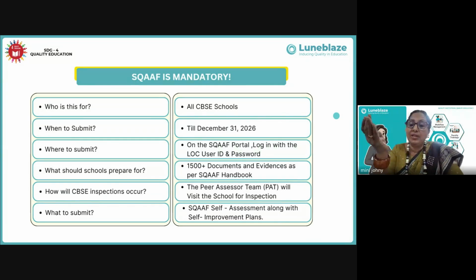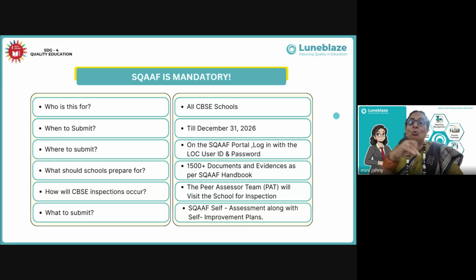For our affiliation, section increase, and the third one is your upgradation. You need to fill the SQAAF. It is mandatory.